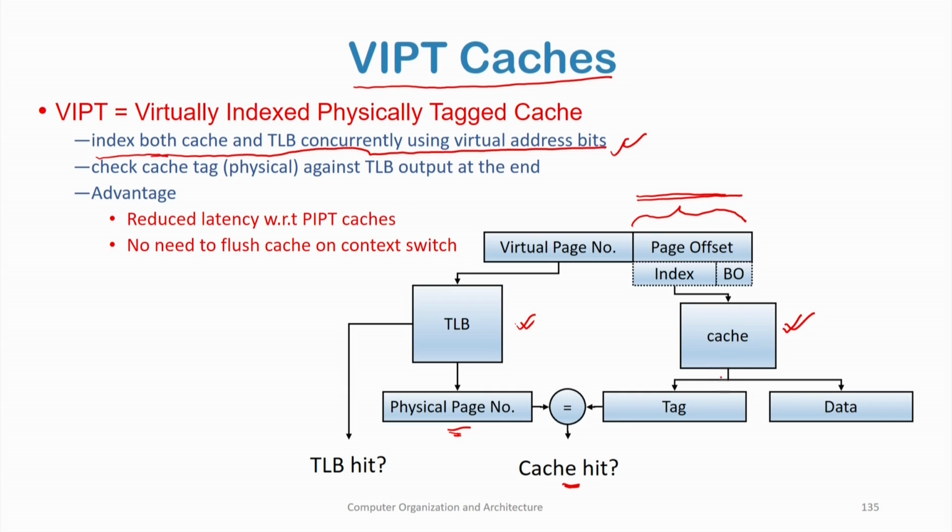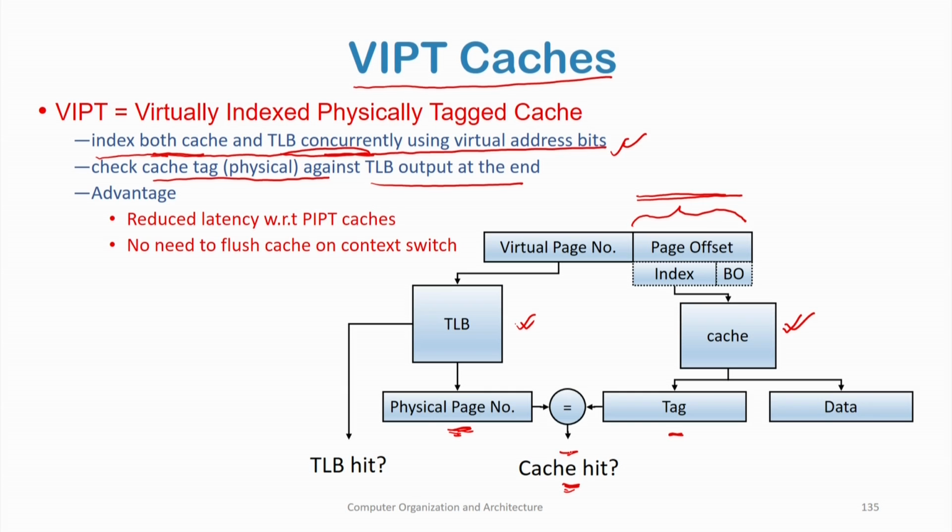So, after this indexing is done, I just check the page number obtained from the TLB: does it match the tag part of the cache? If it is so, I get a cache hit. So, I index both the cache and the TLB concurrently using virtual address bits, and then check the physical cache tag against the TLB output at the end here.